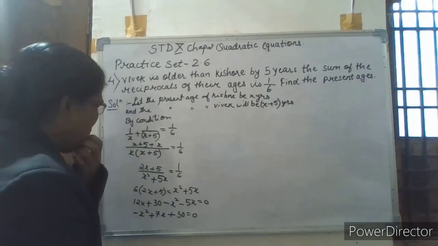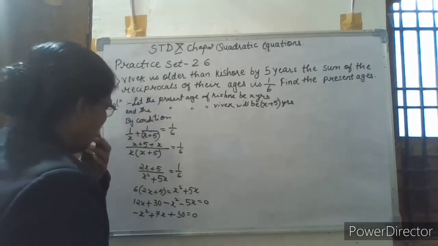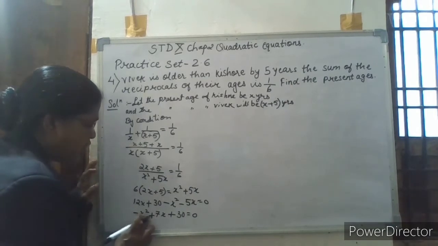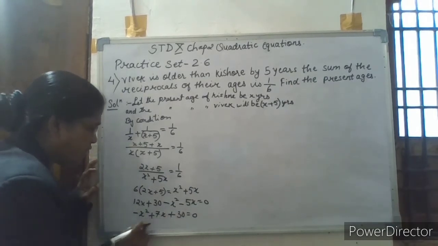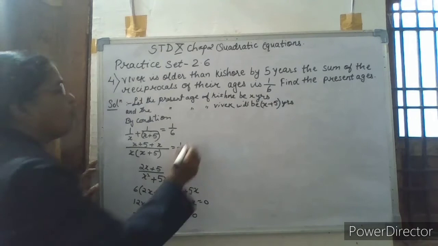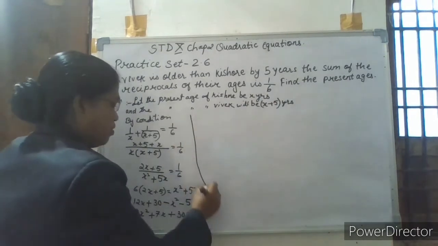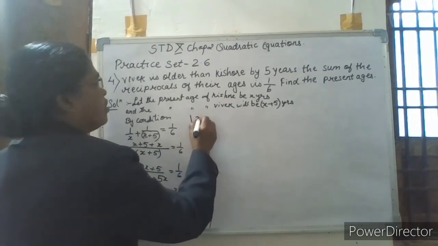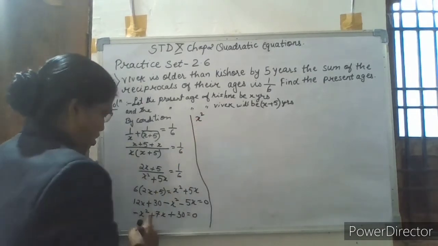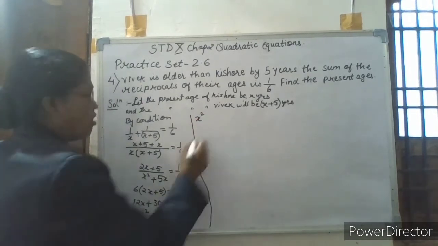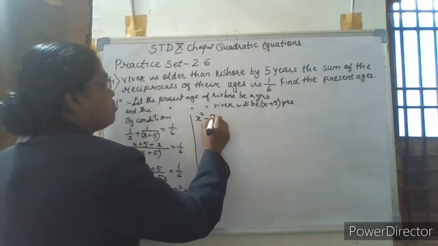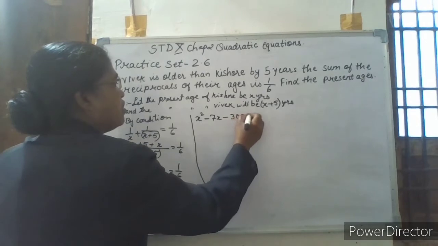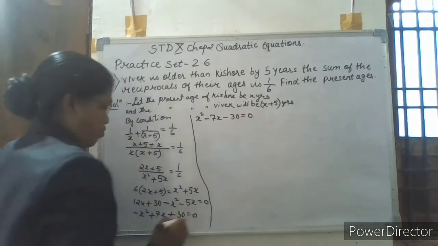Now we got the quadratic equation. But if this sign is changed, it would be easier and more convenient. So therefore, make it positive. It will be x squared, then change all the signs: minus 7x minus 30 equal to 0.